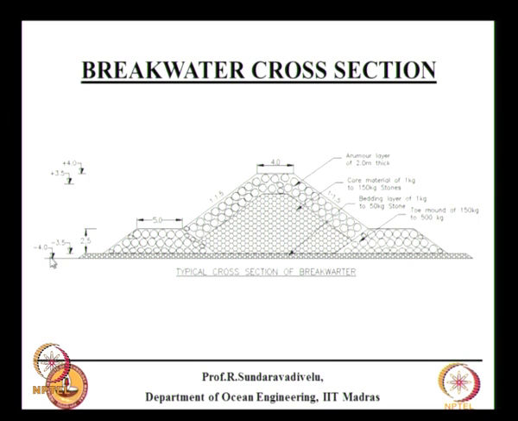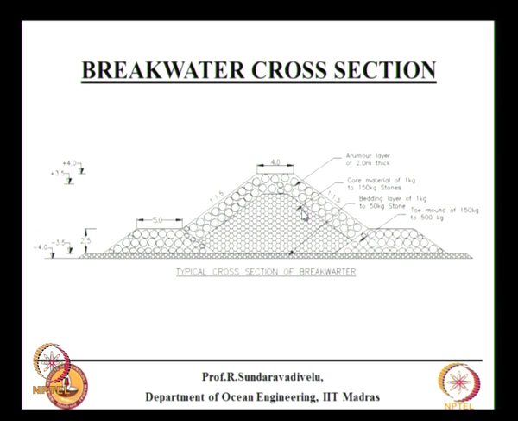The bed level is minus 4.0. This is marked as 3.5. I think they have given 500 mm, but originally we wrote about 150. Maybe they have increased it further, but we can put 150 also. Then the core layer is 1 kg to 150 kg stones.